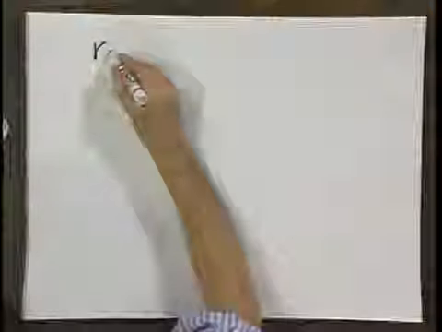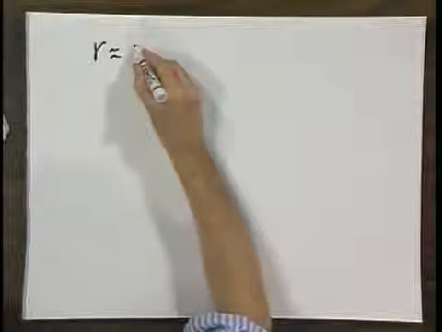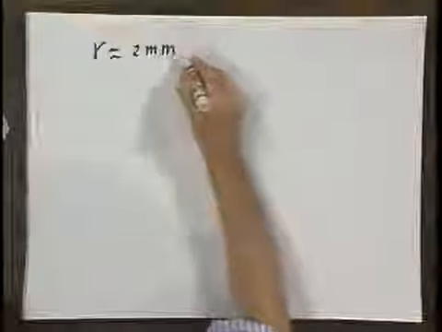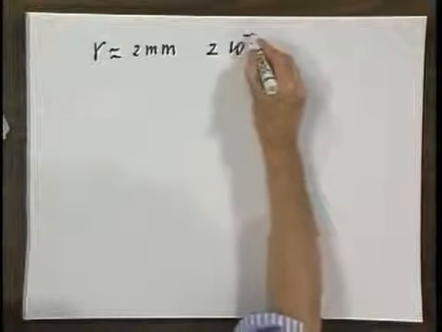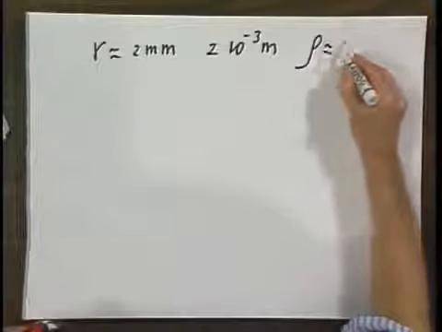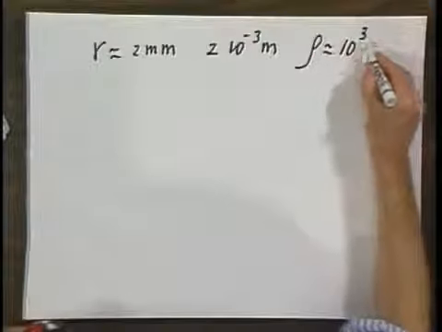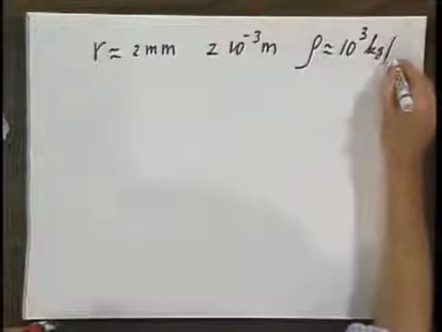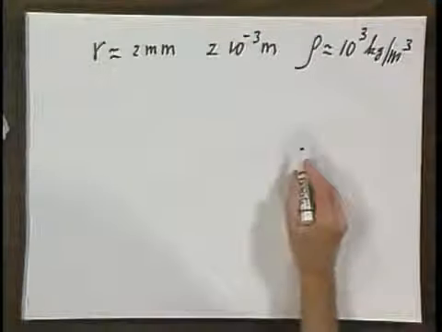Very practical would be perhaps to calculate what the terminal velocity is of a raindrop. We assume that the raindrops are spherical, and let us take them with a radius of about 2 millimeters, 2 times 10 to the minus 3 meters. And the density of water is about 1,000 kilograms per cubic meter.